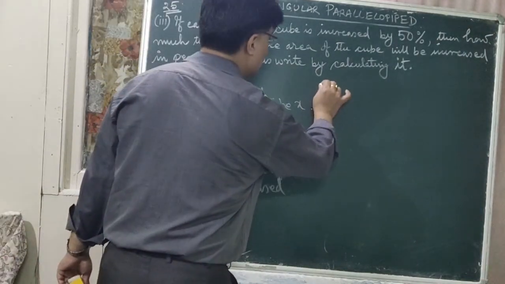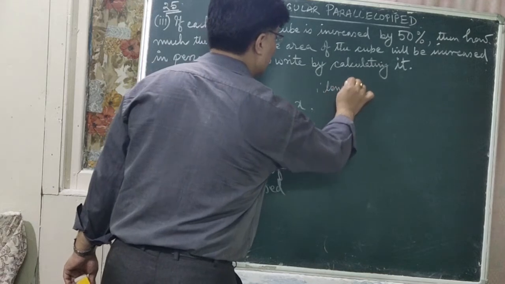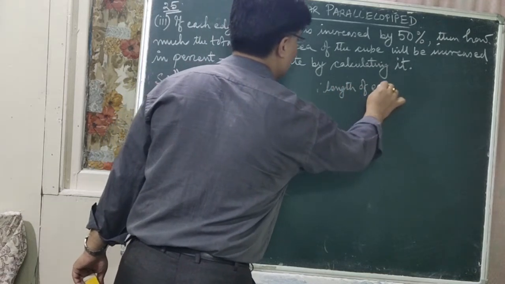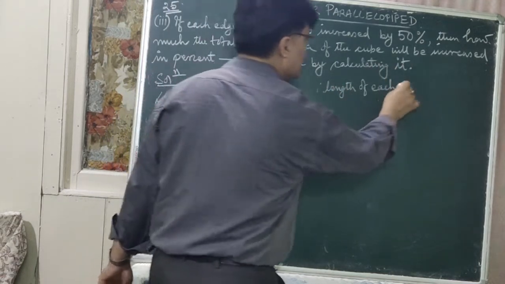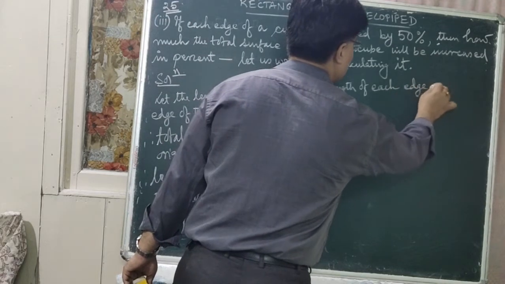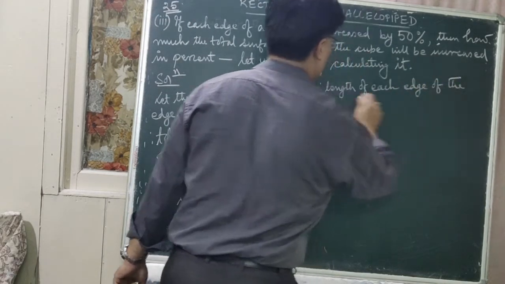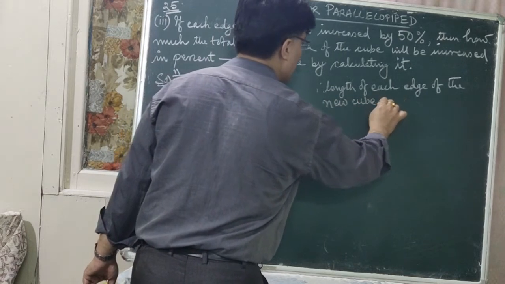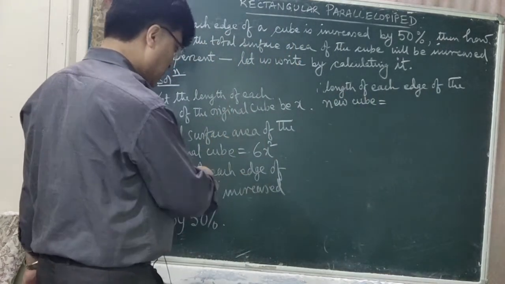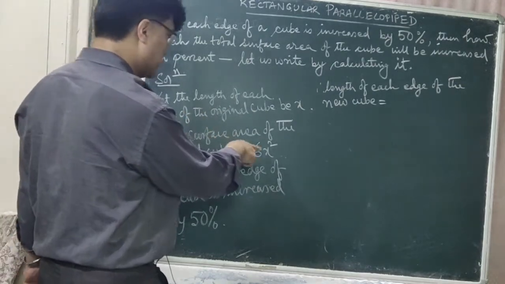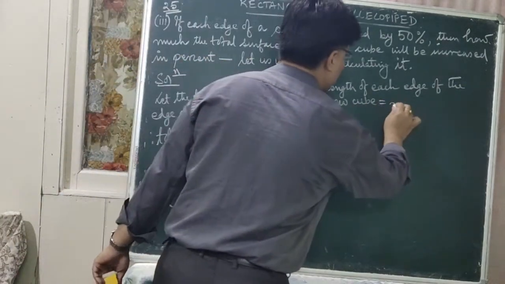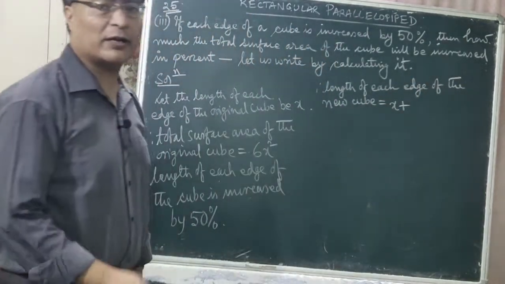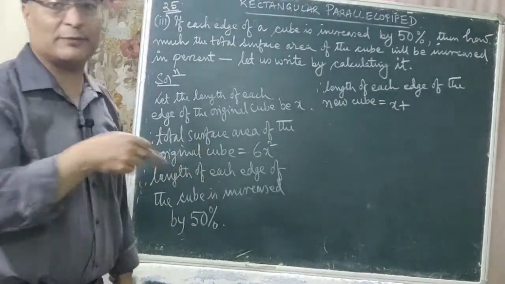Therefore length of each edge of the new cube is equal to original length was x, isn't it? x. यसमा कति पर्सेन्ट बढेर गयो? यो x को 50% बढेर जाँदैछ.